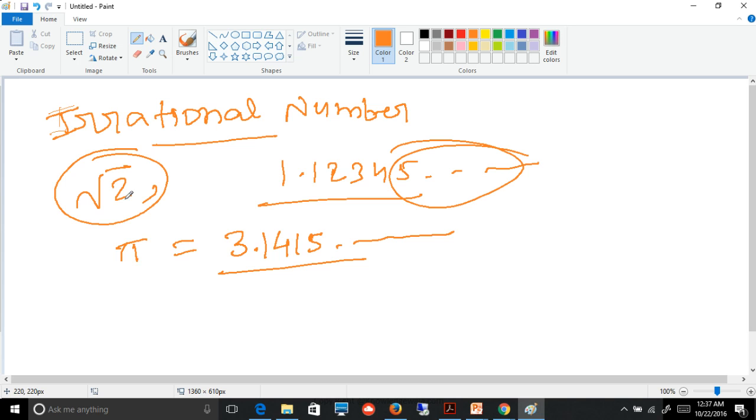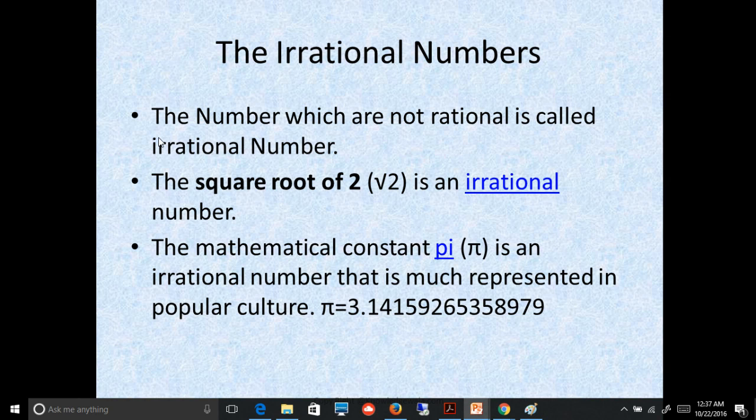Okay. So square root of 2, square root of 3, square root of 5. These are called irrational numbers. The numbers which are not rational are called irrational numbers. The square root of 2 is an irrational number. The mathematical constant pi is an irrational number that is much represented in popular culture. Pi equals 3.14159265 and so on. There is no end after the decimal. That's why it is called an irrational number.